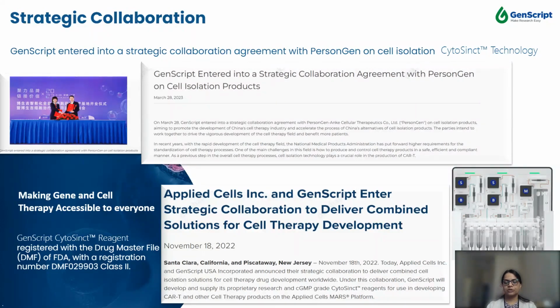Under this collaboration, GenScript will develop and supply our GMP grade Cytosinte reagents for developing CAR T and other cell therapy products on the Applied Cell platform, which is shown here. So these reagents are compatible with different platforms. At the same time, many other companies are using these reagents in their cell therapy manufacturing.